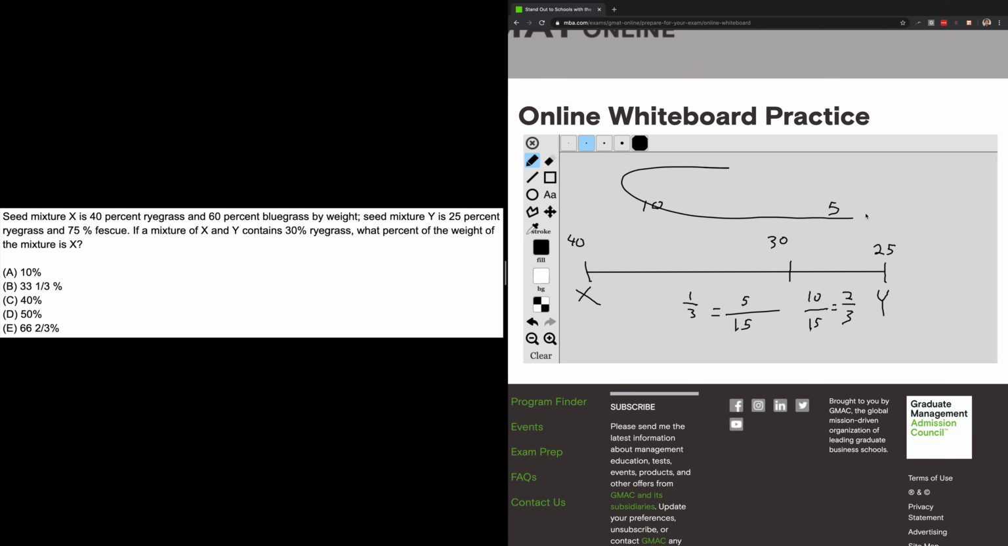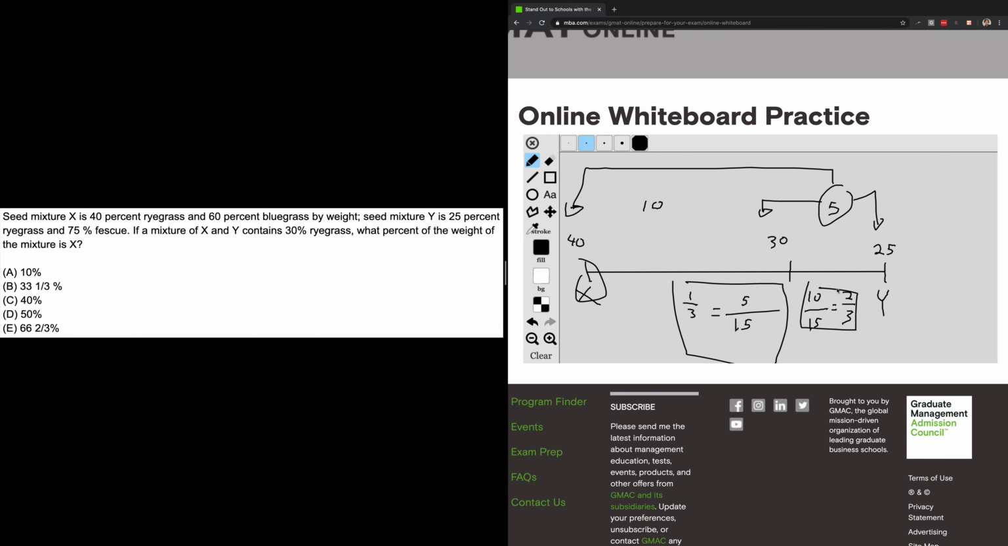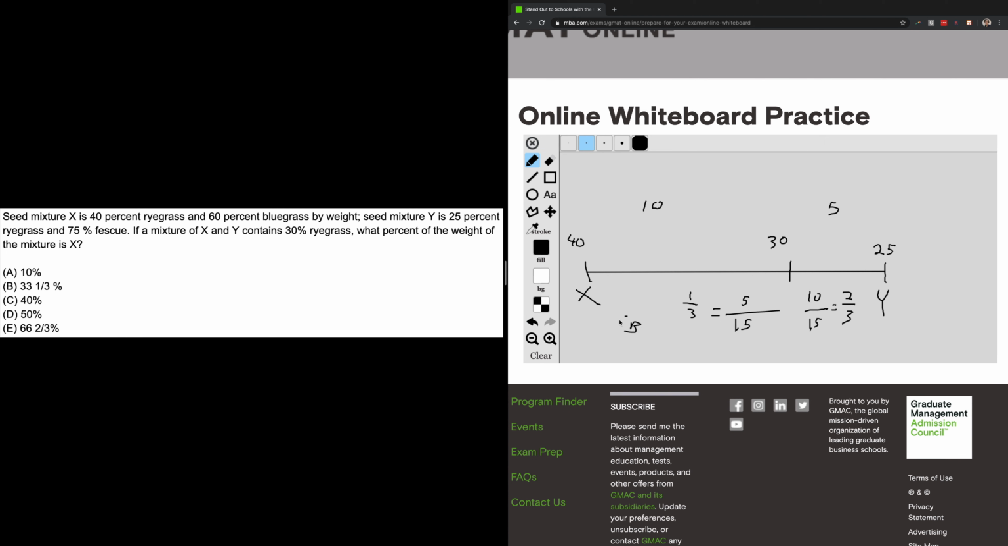Notice that these things are kind of reversed. The difference from these guys is actually the numerator that relates to X, and vice versa: the 10, which is related to the X difference, is actually the numerator that relates to Y. So X is 1/3 of the mixture, so we're looking at B.